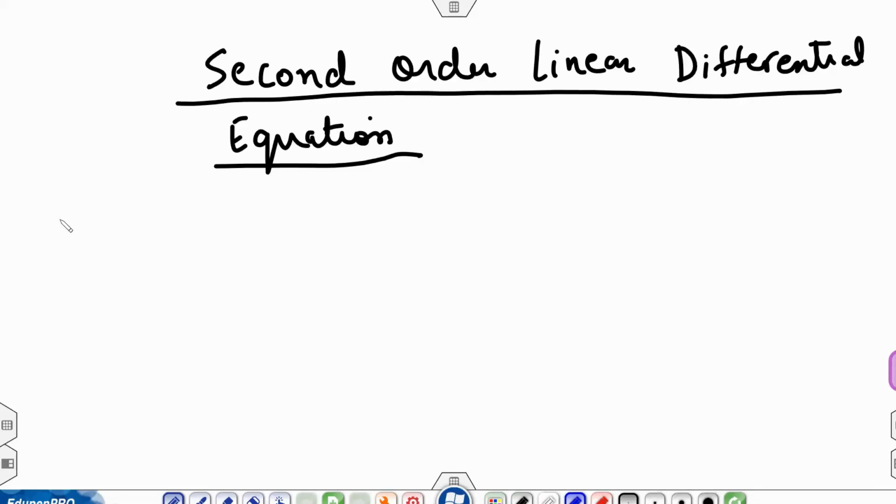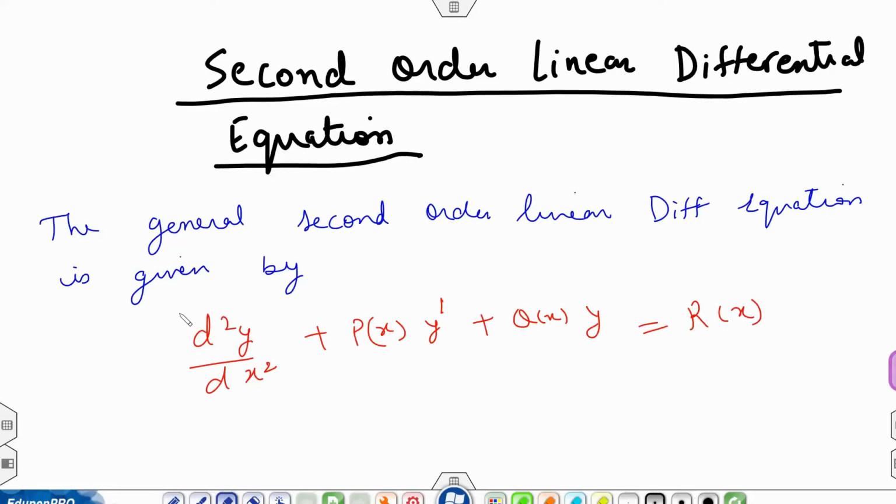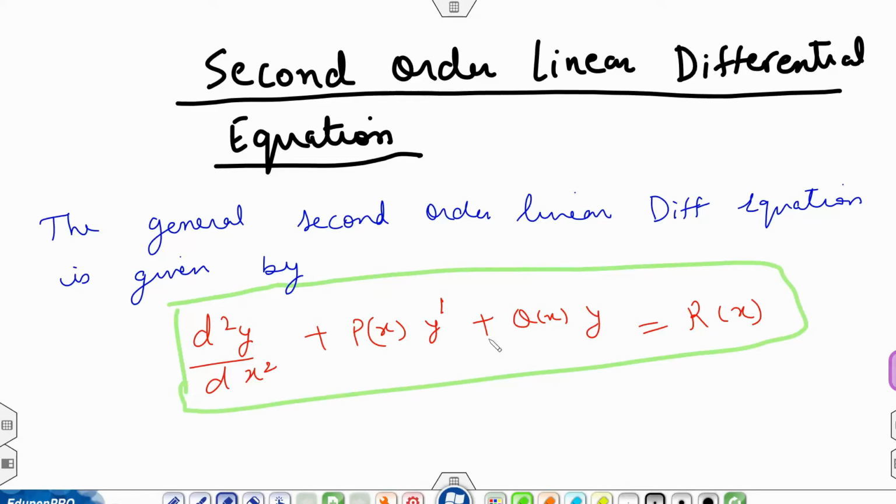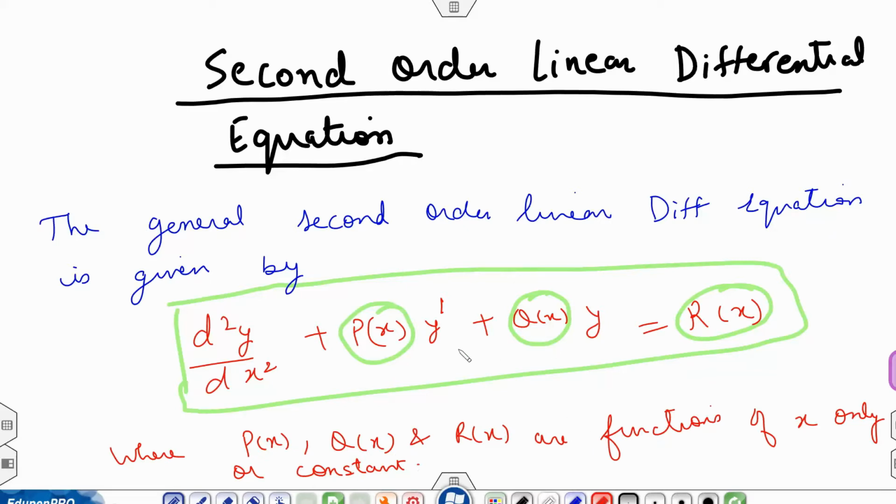Firstly, I'll write down the general form of the second order linear differential equation. We call this equation the general form of the second order linear differential equation, and here p(x), q(x) and r(x) are all functions of x. These may be constants also.